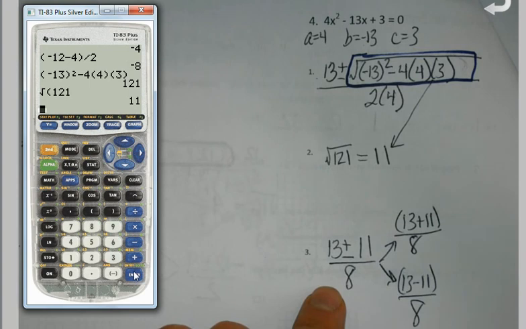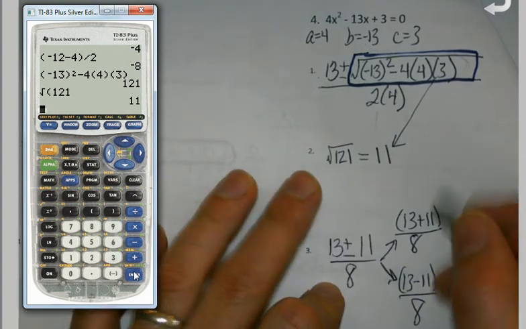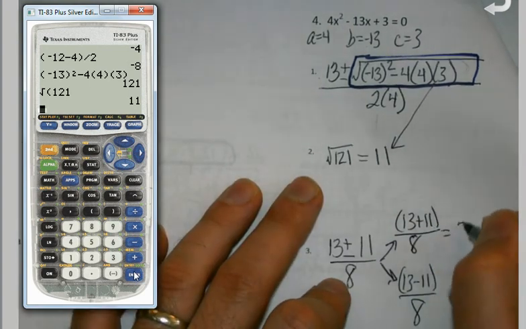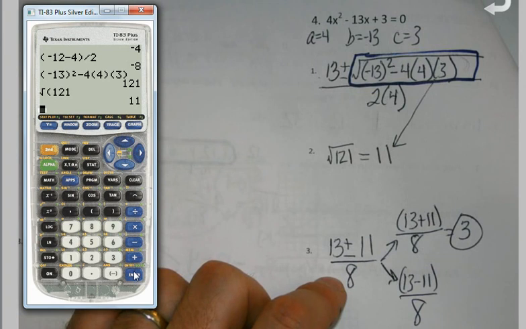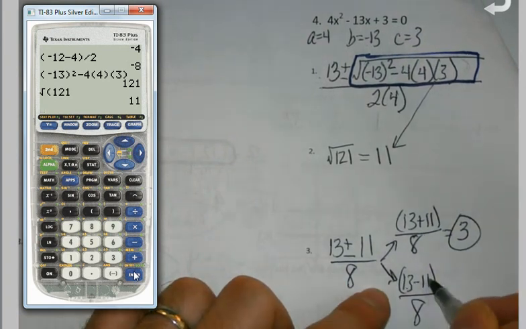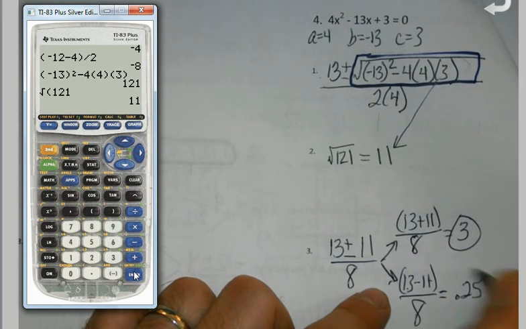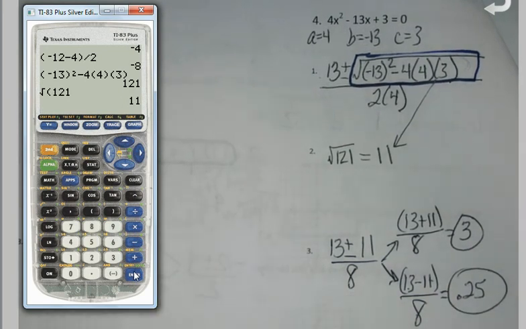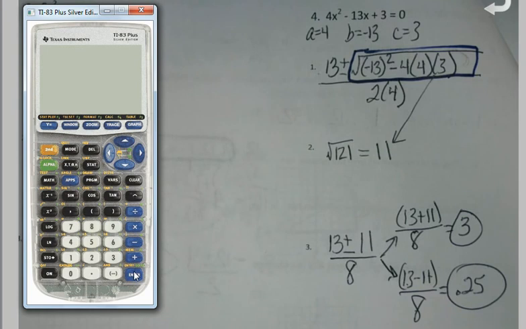And again, if you type in the calculator, as long as the parentheses are there, you're good. I get 24 over 8, which is going to end up being 3. You can double check me. And then 13 minus 11 is 2. 2 divided by 8, if you go decimaling, is 0.25. Or if you went math, enter, you'd get 1/4.